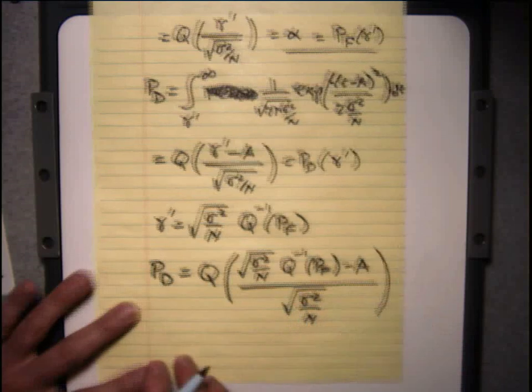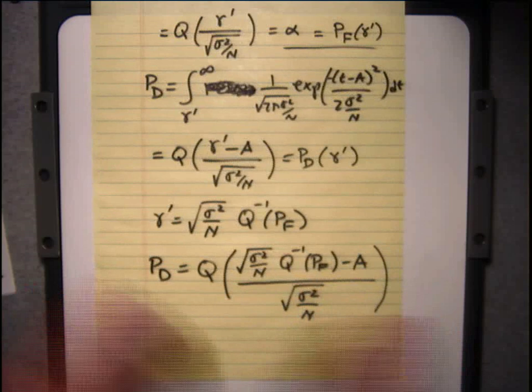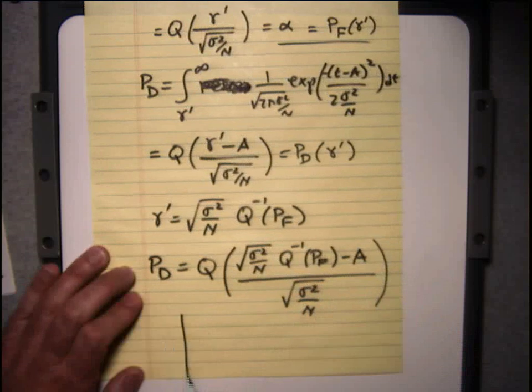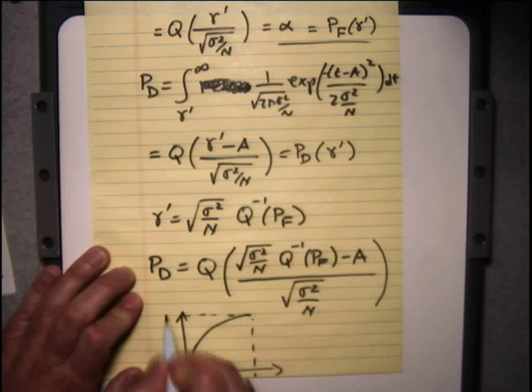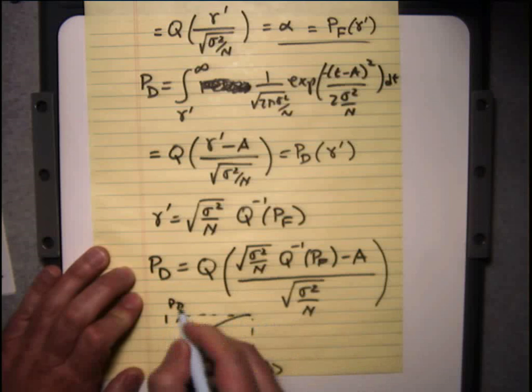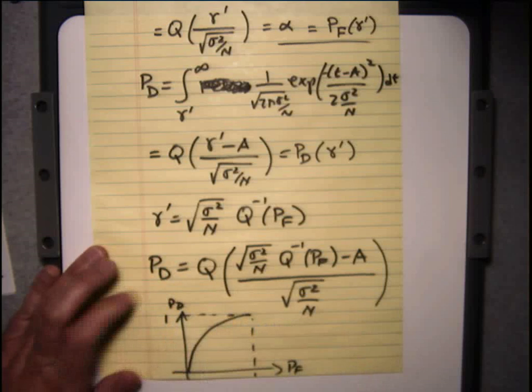So what does this tell me? This is just going to give me a curve. PD versus PF is going to give me something like this. That's 1, that's 1. This is PD, this is PF.